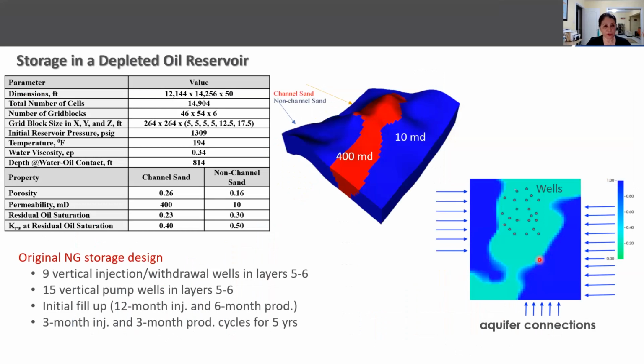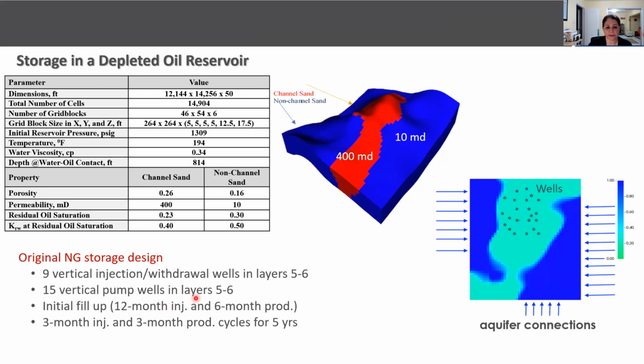And then the storage in depleted oil reservoir. This is a case that we had that was considered for natural gas storage, a depleted water-flooded oil reservoir, but then a company was considering this as a natural gas storage. So we already had some experience modeling natural gas. Then we used this and converted it to hydrogen injection.